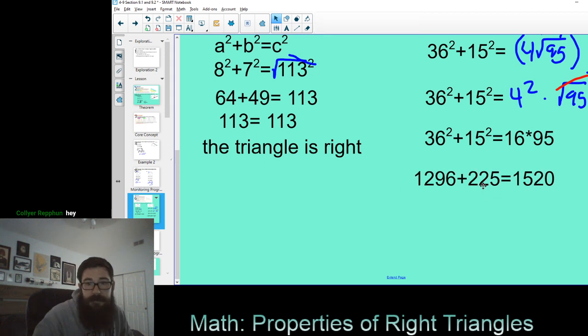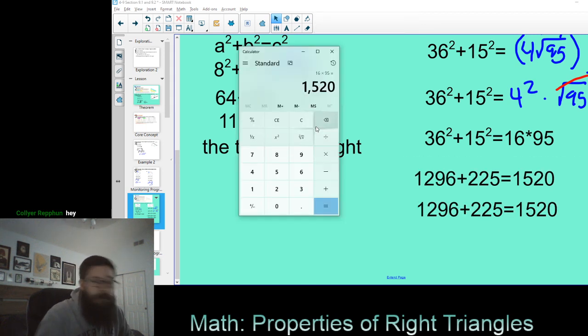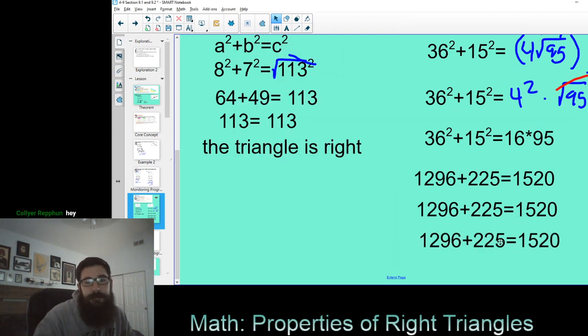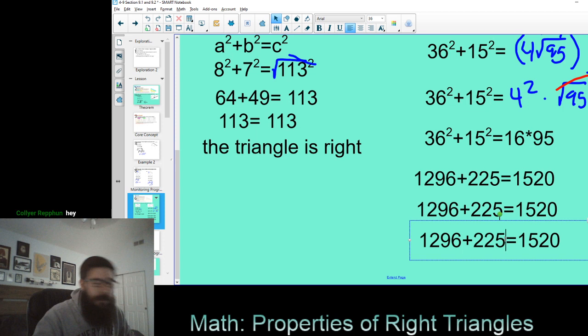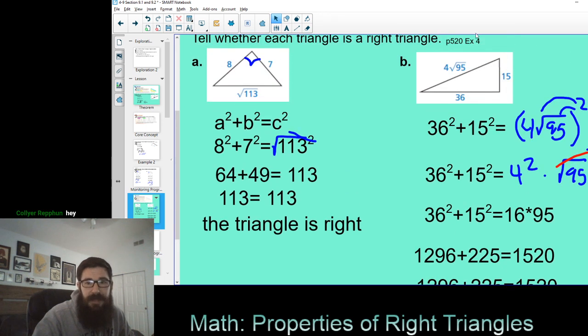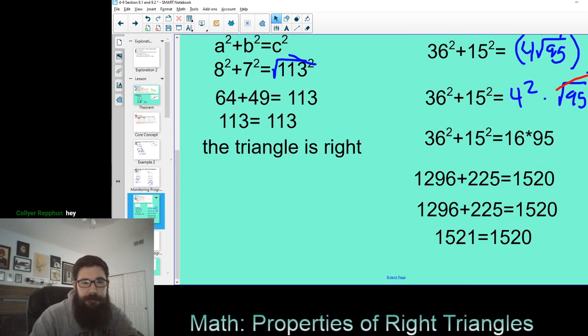Now I'm going to just add these last two numbers and see what we get. If I do 1,296 plus 225, I get 1521. Does 1521 equal 1520? Nope. That means this is not a right triangle, despite whatever instincts we might have about how it appears visually. Not a right triangle.